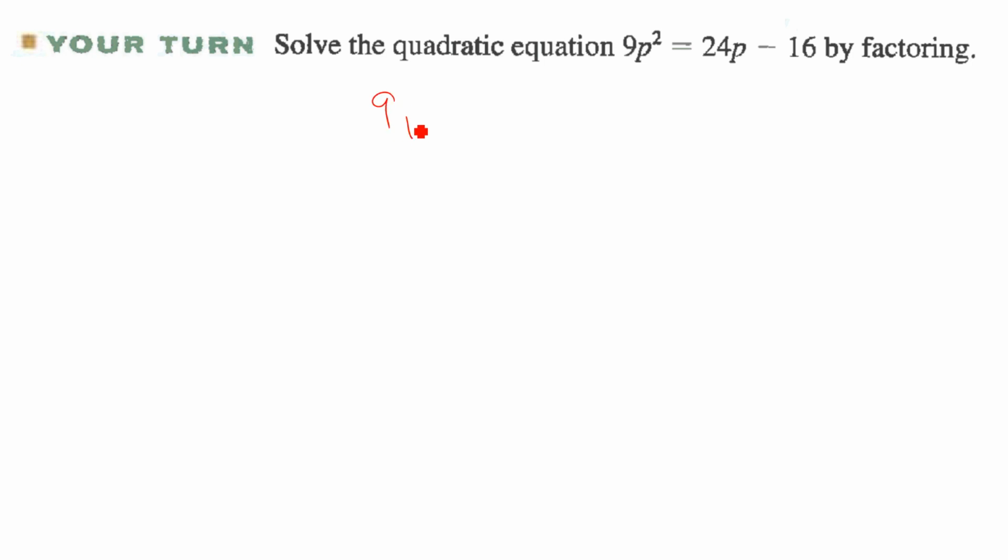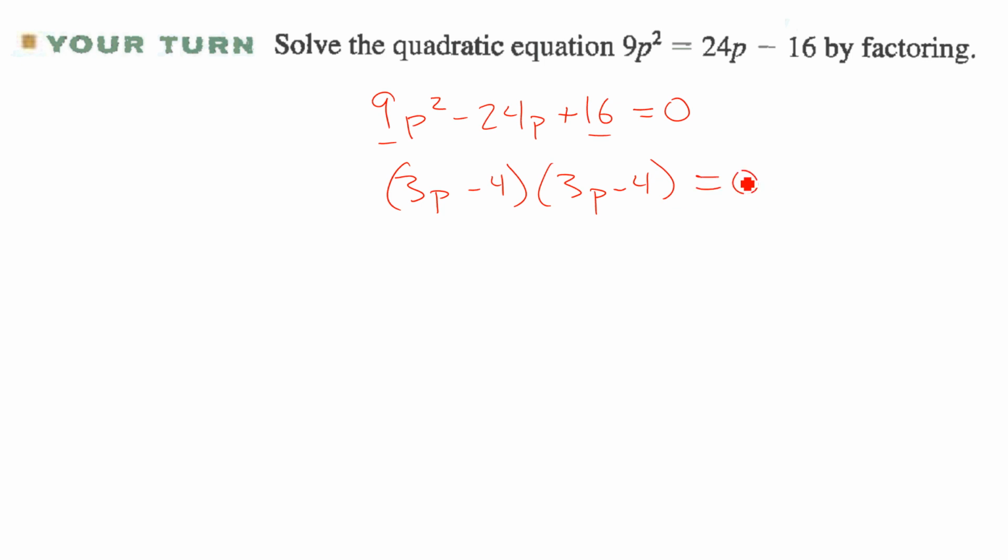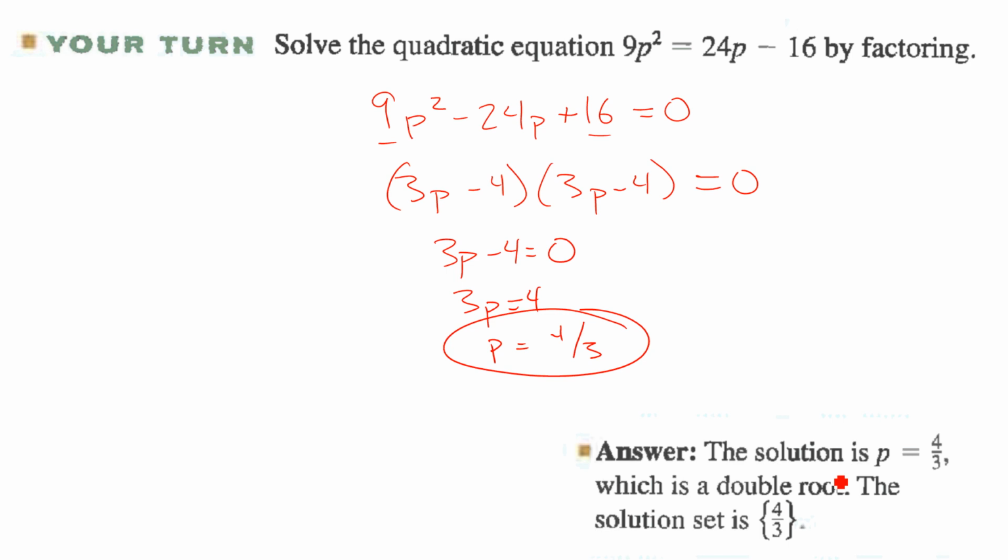So we needed to get 0 on one side. So we're going to move every term on the right over to the left. And let's go ahead and factor this. This is a perfect square. So 3p minus 4 and 3p minus 4 equals 0. We FOIL this: 3 times 4 is 12, 3 times 4 is 12, that gets us to 24 in the middle. So both of these get to be 0, and we don't need to write it twice. It'll end up being the same thing. p equals 4 divided by 3. Double solution. You can also call it a double root.